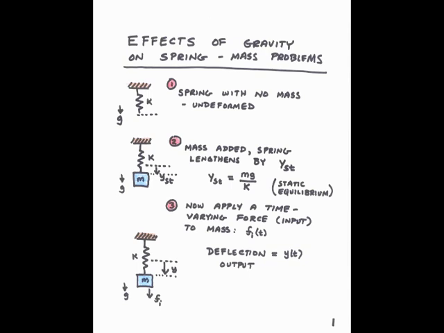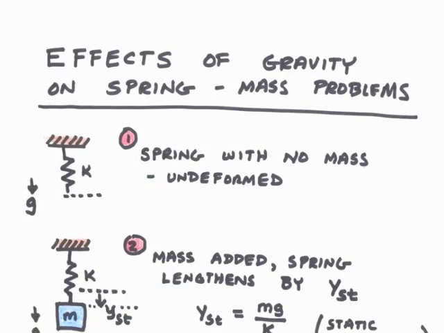So let's start with a simple example. We're going to have a mass hanging from a spring with gravity active. To begin the problem, I'll have just the spring, and the spring is hanging down from the ceiling here. Gravity is acting, but there's no deformation of the spring because our elastic elements are massless. So the spring is now at its natural undeformed length, the same as if it was on a horizontal tabletop.